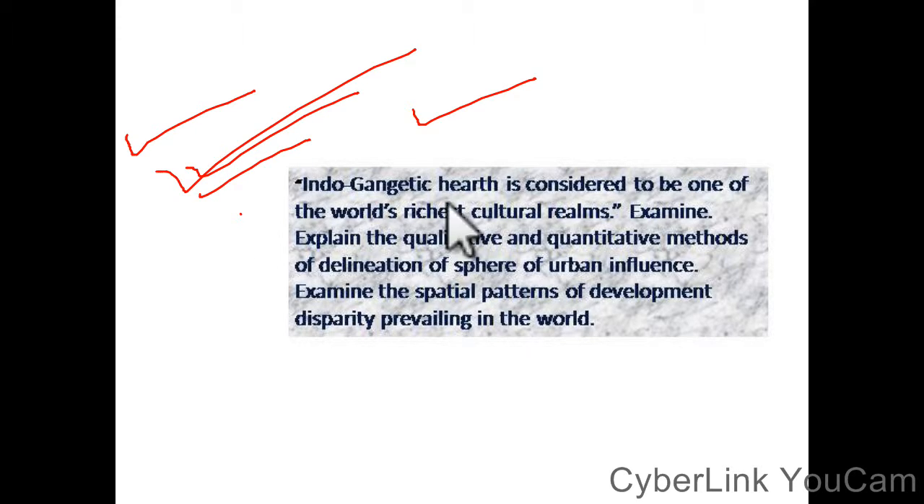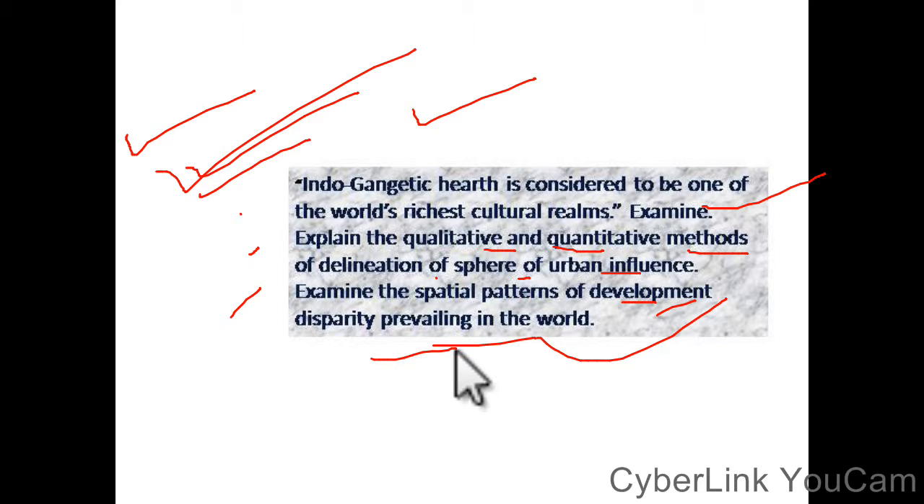First question: Indo-Gangetic heartland is considered to be one of the world's richest cultural regions. Examine. Second, explain the qualitative and quantitative methods of delineation of sphere of urban influence. Third, examine the spatial patterns of development disparity prevailing in the world.